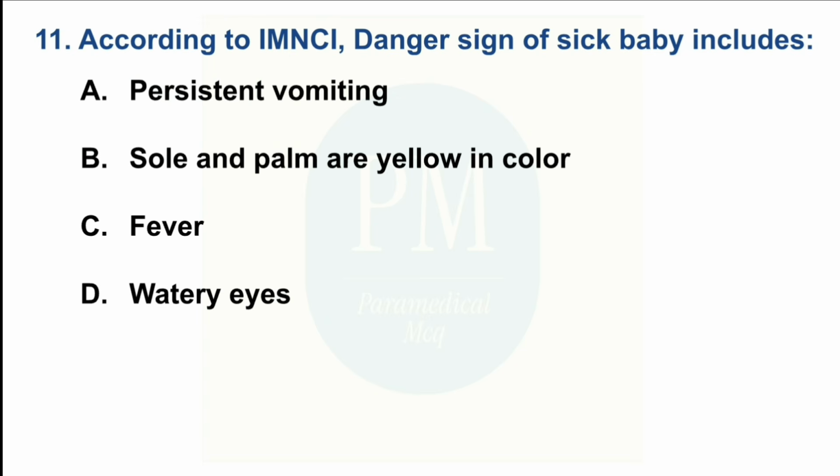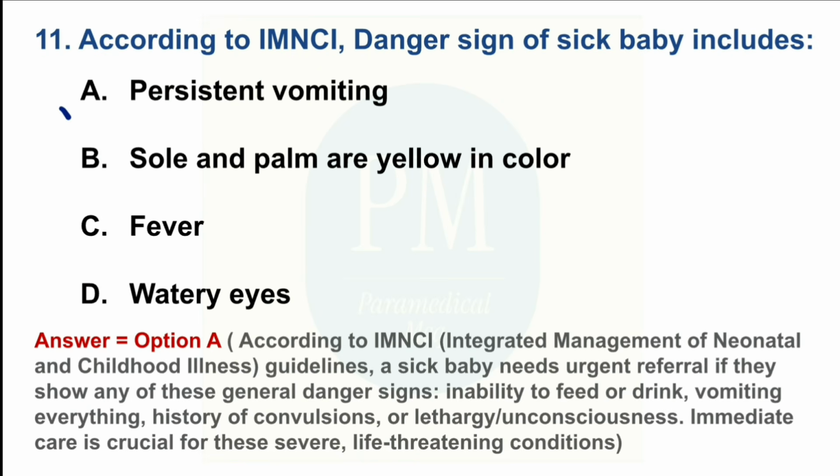According to IMNCI, dangerous sign of sick baby includes option A, persistent vomiting. Option B, sole and palm are yellow in color. Option C, fever. Option D, watery eyes. The correct option is option A, persistent vomiting.